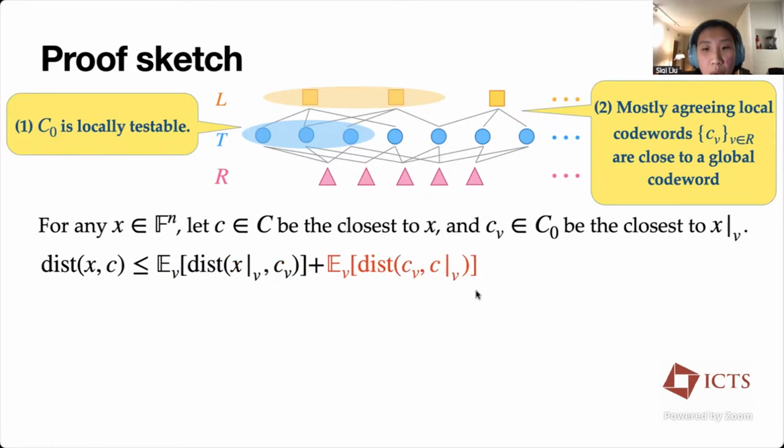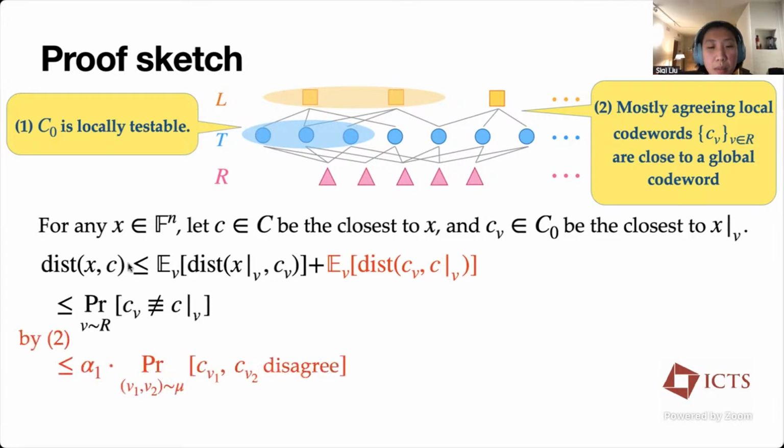So how we're going to do that is the following. We first know that the average distance from C_V to the restriction of C to V can be upper bounded by the probability that this local codeword C_V disagrees with the restriction of C to V, right? Because distance is always a number between 0 and 1. And here, using this probability, we're just putting anything that's non-zero to 1. So it's an upper bound.